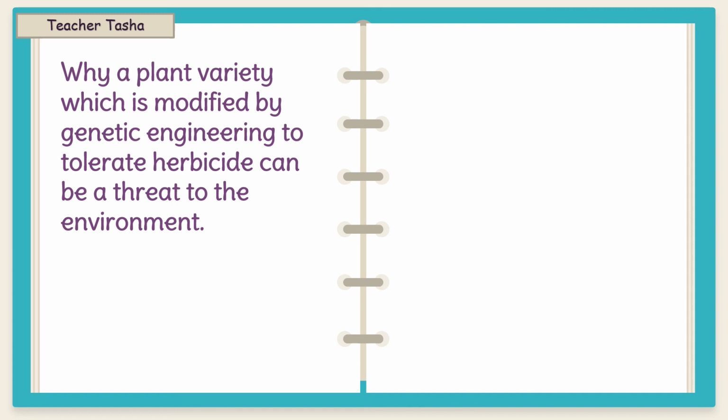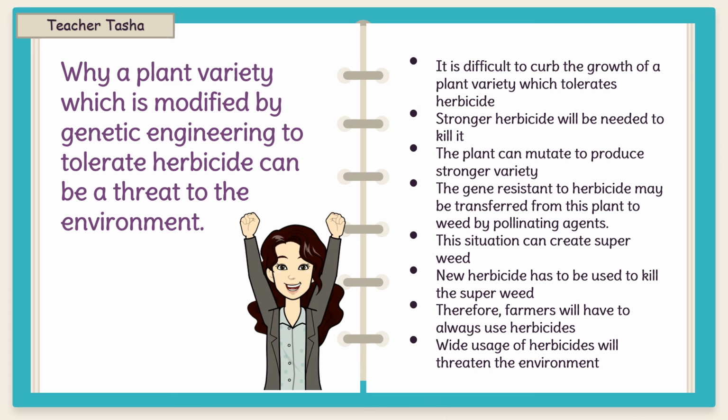Last question. Why can a plant variety which is modified by genetic engineering to tolerate herbicide be a threat to the environment? Pause the video, take a minute or two to get your answers ready, and then come back to check your answers. So, the answer is that it is difficult to curb the growth of a plant variety which tolerates herbicides.